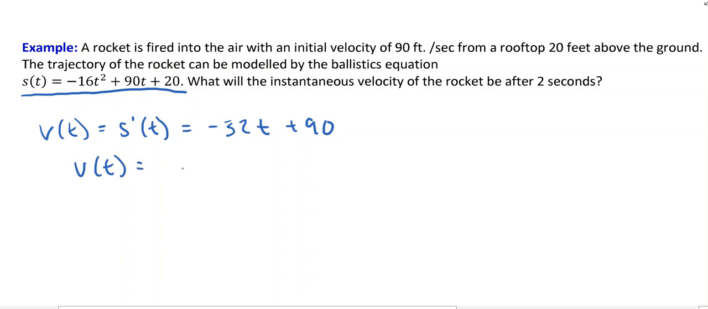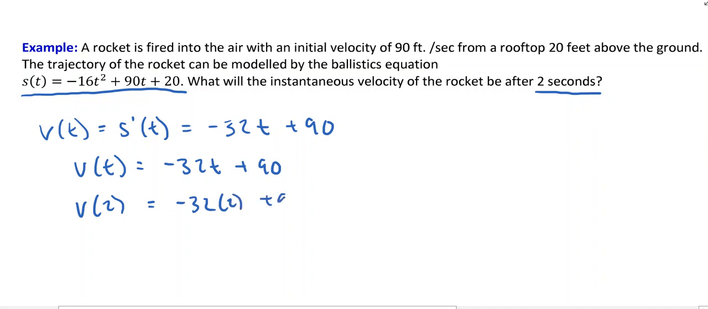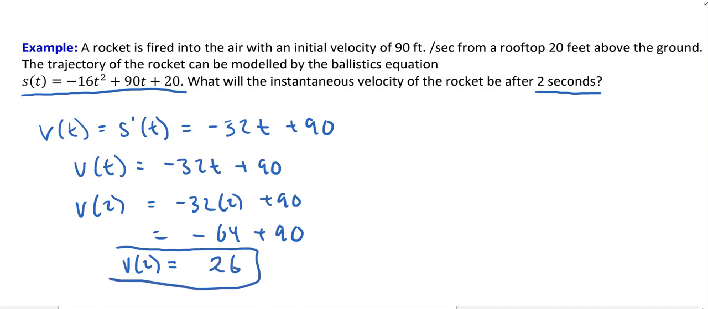That will give me instantaneous velocity at some point. I want to know what the instantaneous velocity is at 2 seconds. So we simply evaluate this at 2. Negative 32 times 2 plus 90 is negative 64 plus 90, which is going to be 26. So the instantaneous velocity at time 2 is 26. And I believe that is it for this video.